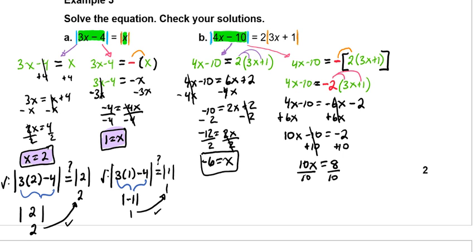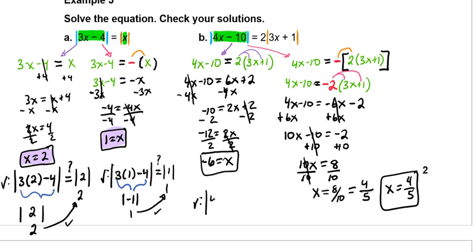Then we'll divide both sides by 10. And we're going to get x equals 8 over 10. But we're going to need to reduce that. 2 goes into 8 4 times, and 2 goes into 10 5 times. So here we're going to have x equals 4/5. And now we just need to check and see if we've done them correctly.